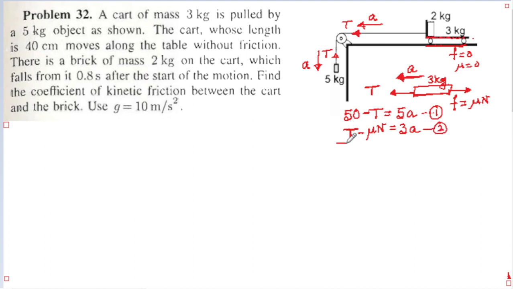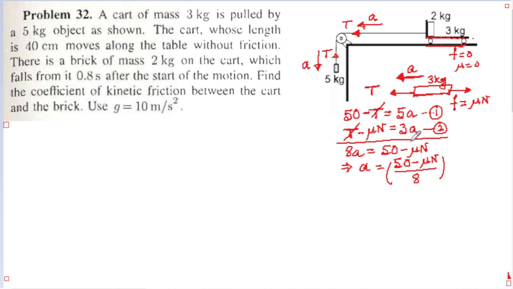Now we can solve these equations for getting the acceleration of the cart. So here T and T will get cancelled. After this cancellation we can write 8a equal to 50 minus mu N, or we can write the acceleration of the cart, which is equal to 50 minus mu N divided by 8. So this is the acceleration of the cart.